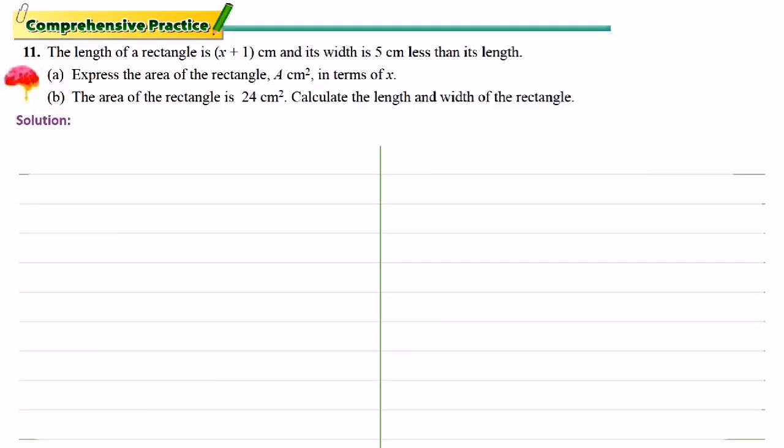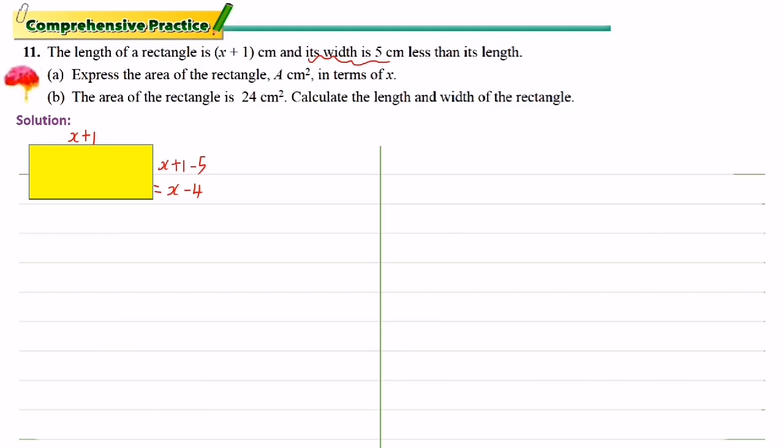Question number 11. The length of a rectangle is s plus 1 centimeter. So here is a rectangle, so I label it s plus 1. And its width is 5 cm less than its length. So s plus 1 minus 5 equals s minus 4.